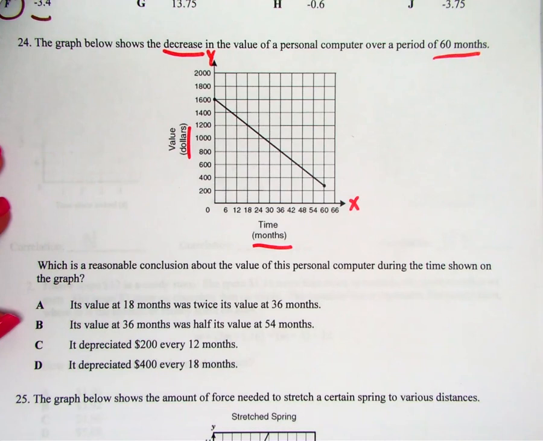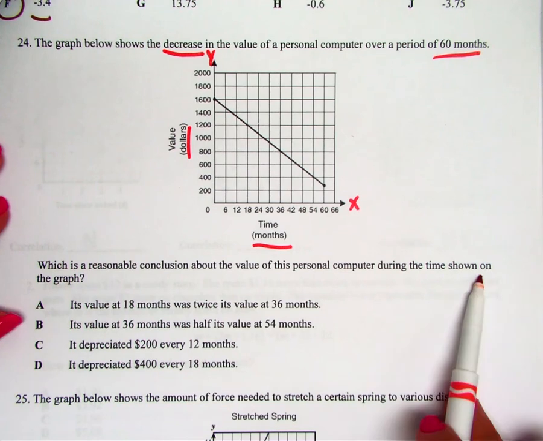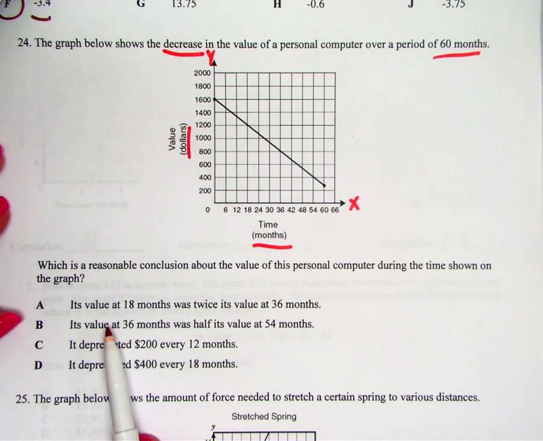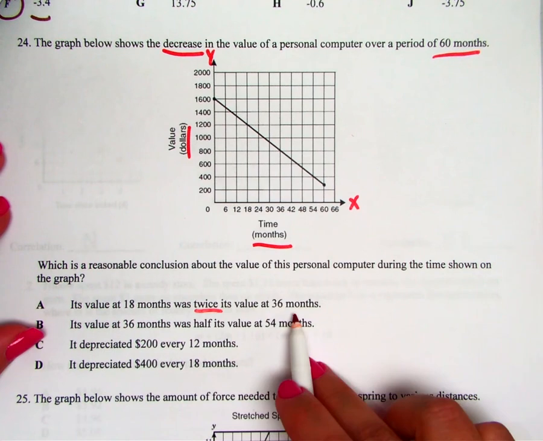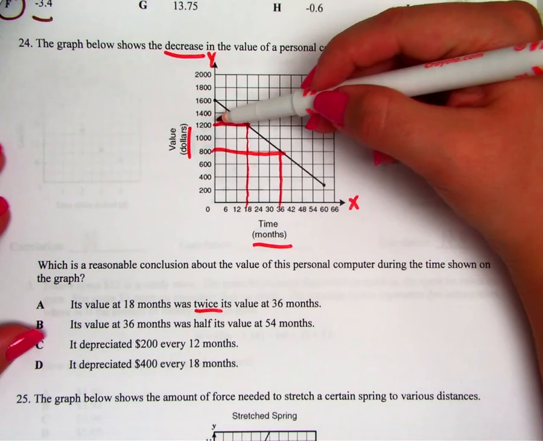So it asks us, which is a reasonable conclusion about the value of this personal computer during the time shown on the graph? A. Its value at 18 months was twice its value at 36 months. Well, here's 18. If I go up, I see that it's worth 1,200. If I go to 36, I see that it's 800. So, just by looking at that, was the value twice? No, it was not. So that's a false statement.